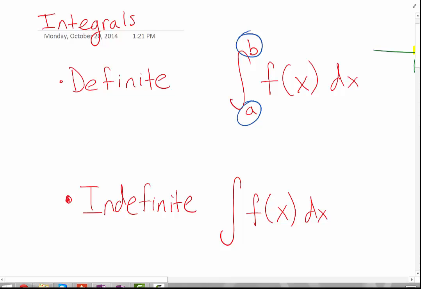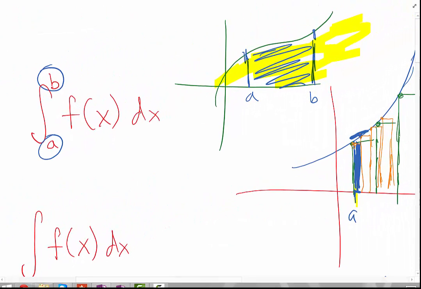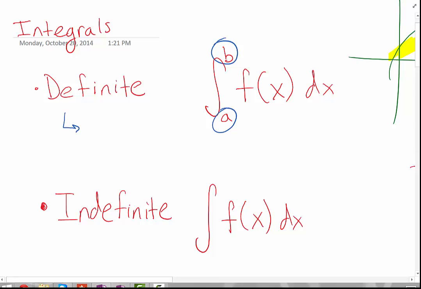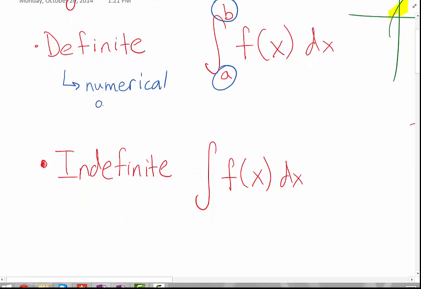The definite integral is basically saying this is going to be all of this space between a and b. And so it's going to be a specific area under the curve, which means it will give us an actual numerical answer because it is a specific section of the curve. It is some area. So our answer will be numerical.